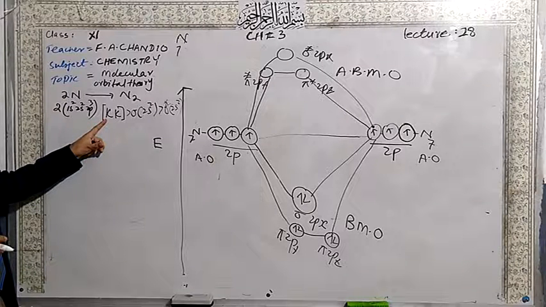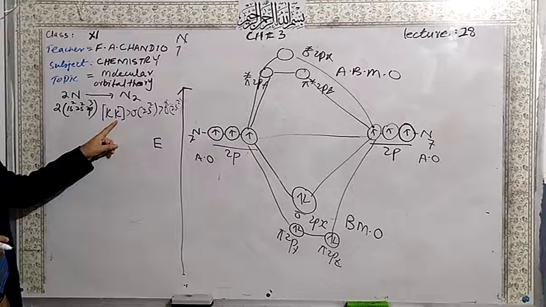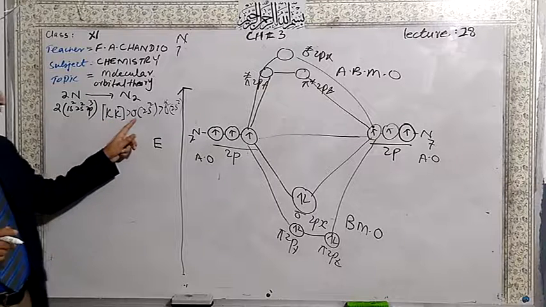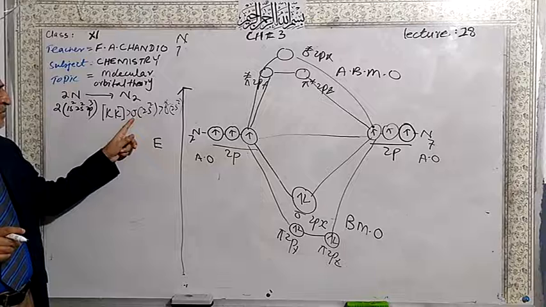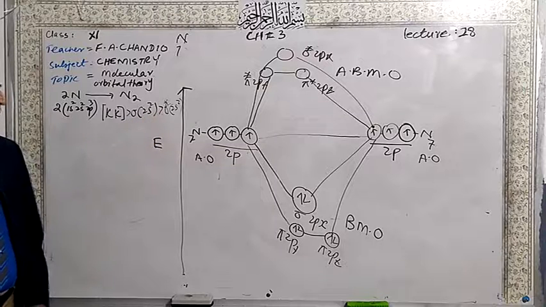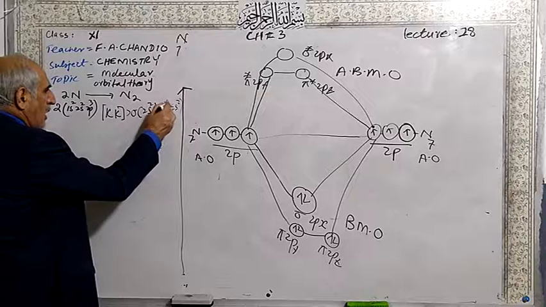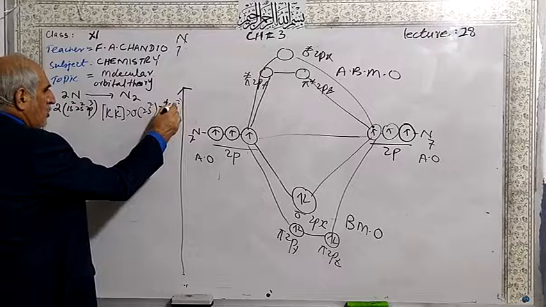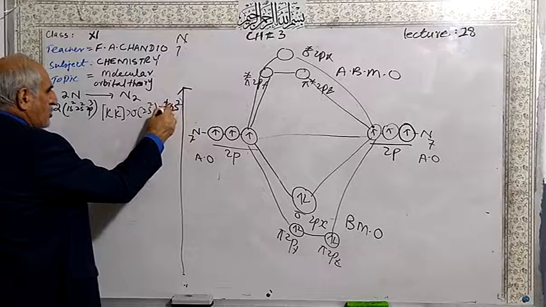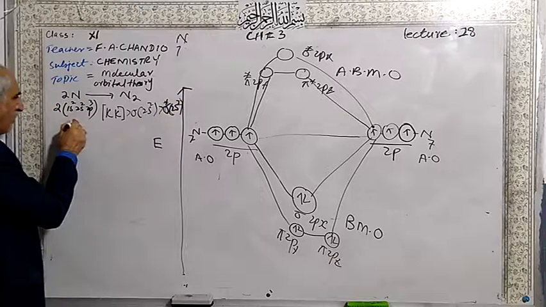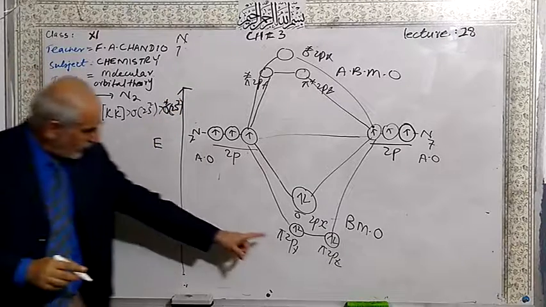2 electrons from the sigma 1s2 and 2 electrons for the sigma star 1s2. 2 electrons for the sigma 2s2 and 2 electrons for the sigma star 2s2.